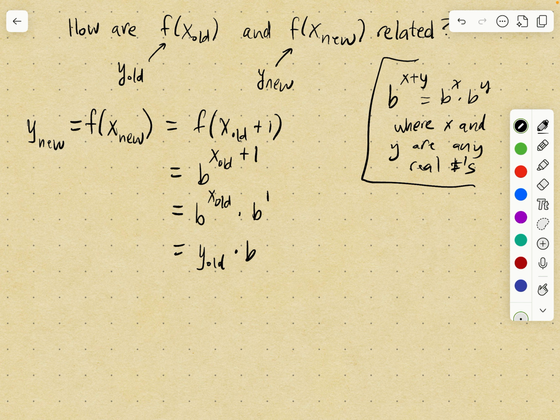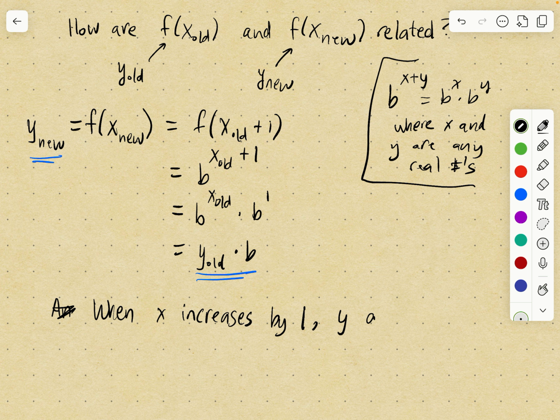So now you see what the connection is. When x increases by 1, we compare: y sub new is equal to y sub old times b. So that means when x increases by 1, y gets multiplied by b.